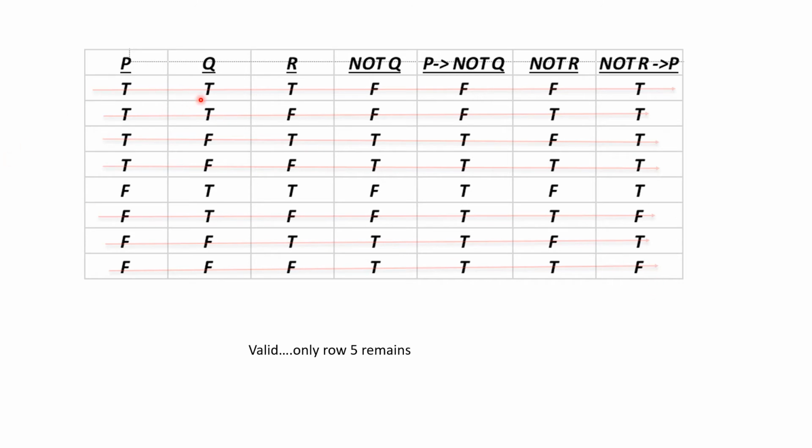Then we're going to make sure we cross out every row where Q is false. This one, this one, this one, and this one. The only row that's left is row 5, and there R is true. That means that it is valid.